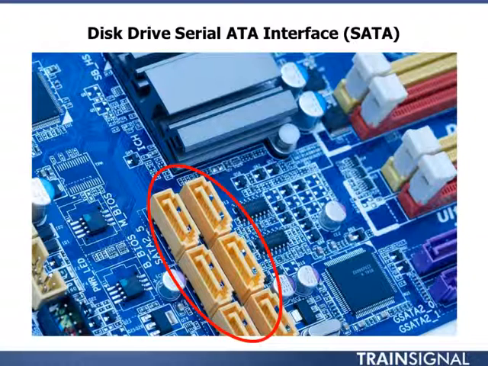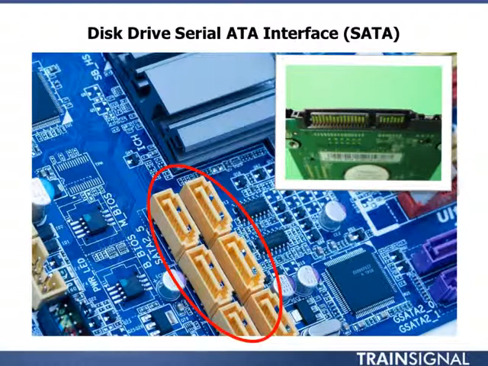For instance, in ATA, you typically have 133 megabits per second, and in SATA, you have 150 to 300 megabits per second. Much, much faster. You can see the connector on the motherboard and then the connector on the back of the hard drive pictured here.